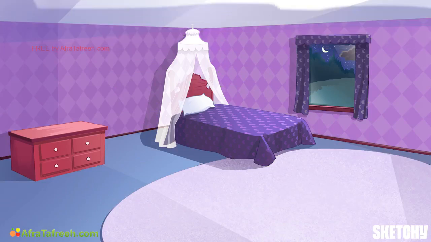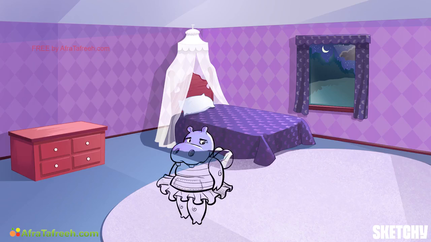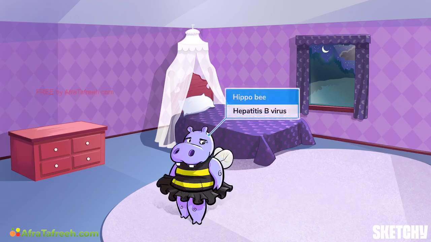But we got a lot to talk about, so let's meet our new and improved hepatitis hippo, the queen bee of the family. And also, I apologize in advance for any bee puns that hurt your ears during this lesson.